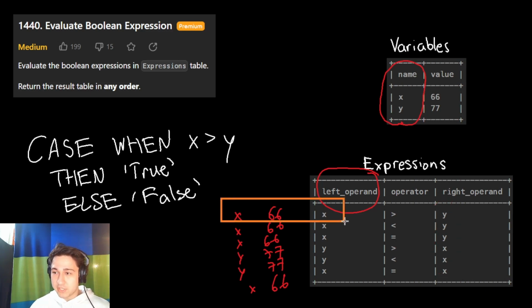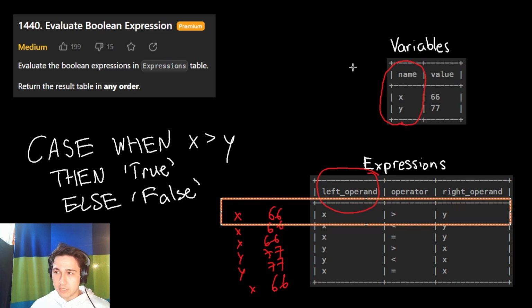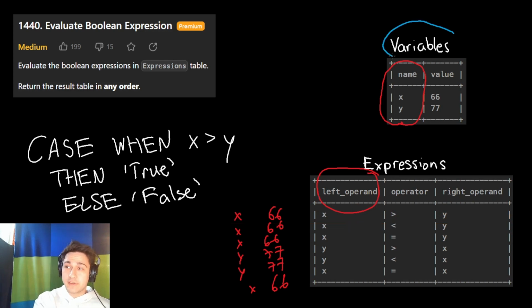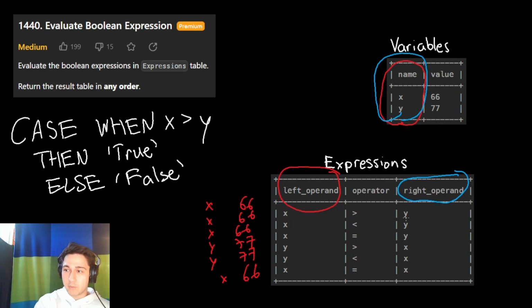Right now, in this row we've only joined variables to expressions on these two columns. We know X is greater than Y, and we know X is 66. So we have X and the operation, the expression. So we're going to join the variables table again on the same column, name, but this time equal to the right operand. So let me just make some room. And what will we get? Y is 77. So we're going to have another two columns when we join. Y is 77, X is 66.